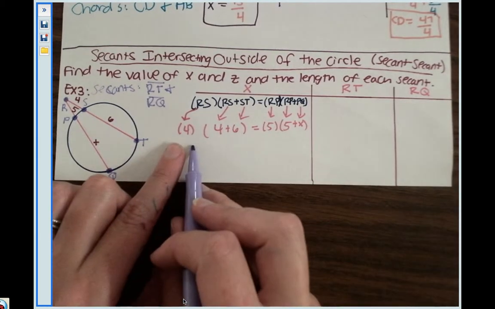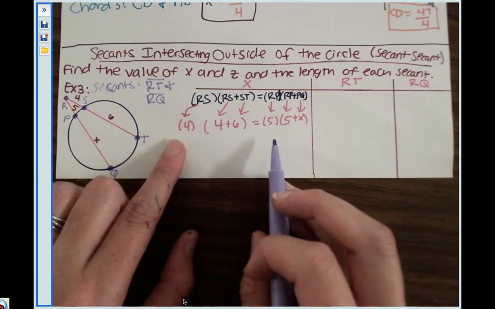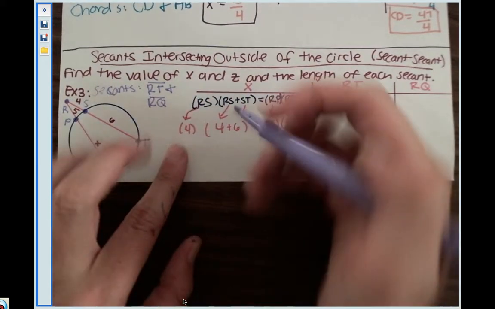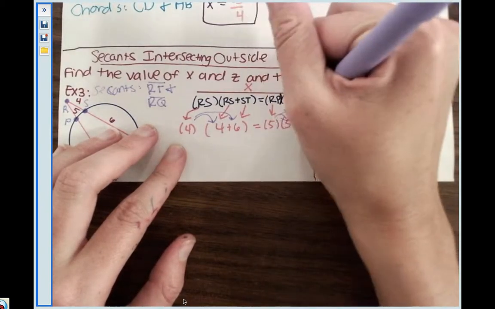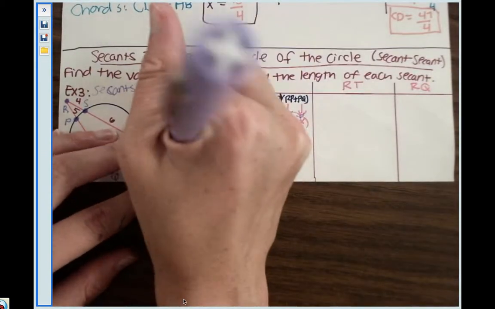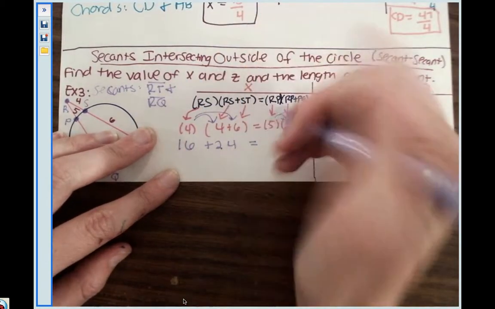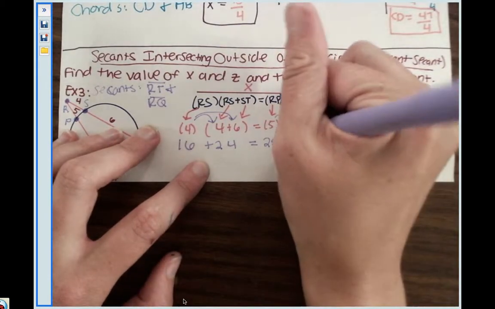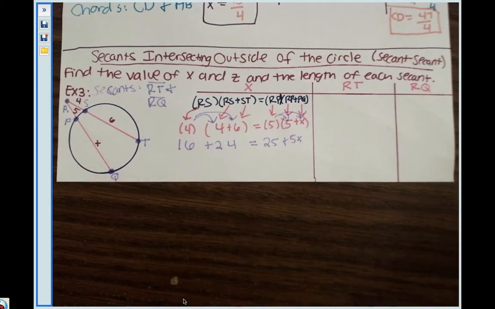All right, so this 4 is located outside of a parenthesis, and same with this 5. What do you do with a number located outside of the parenthesis? You do distribute that thing, so let's distribute that thing through. Bam, bam. So 4 times 4 is 16, plus 4 times 6 is 24, which will equal 5 times 5, which is 25, and 5 times x, which is 5x. All right, let's solve this thing for x.